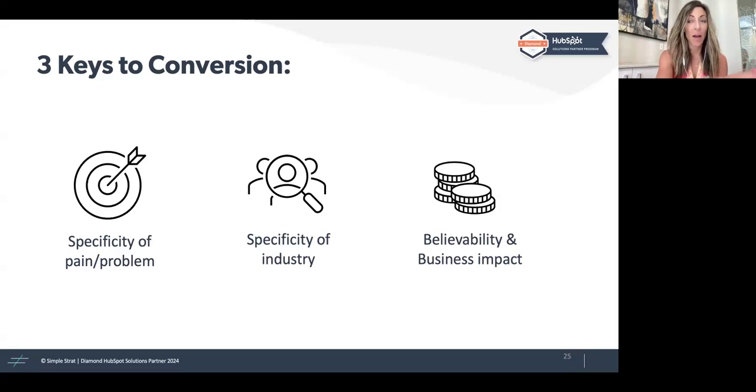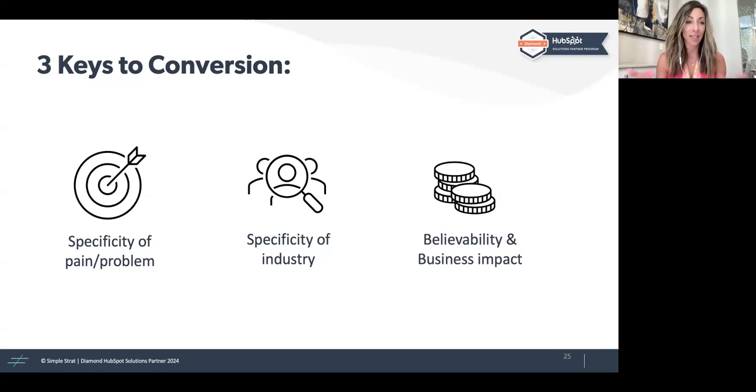I've got a case study about tracking marketing investment relative to referrals and pro service. All of that makes sense. Specificity of pain or problem. That also nods to the specificity of industry, even though a lot of problems across business are very similar.